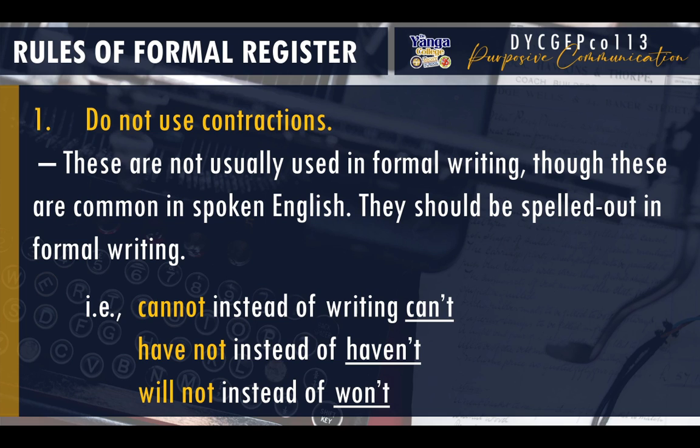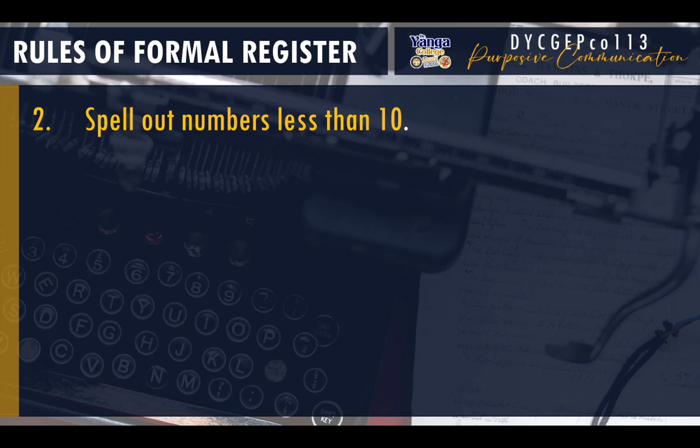So, there are a lot of other contractions that we use in spoken English, in informal writing. But in formal register, we refrain from using those. Like, gonna, instead of writing going to. So, dapat iwasan natin yung mga ganon. Okay, so again, the first rule in using the formal register is to not use contractions. Second, spell out numbers less than 10.